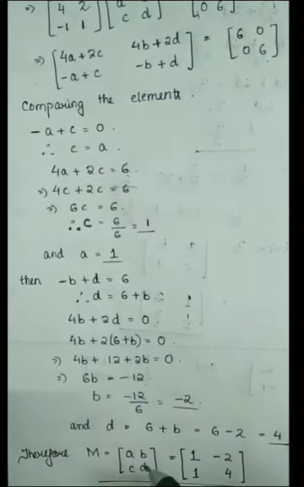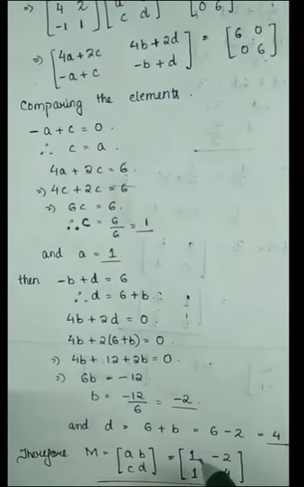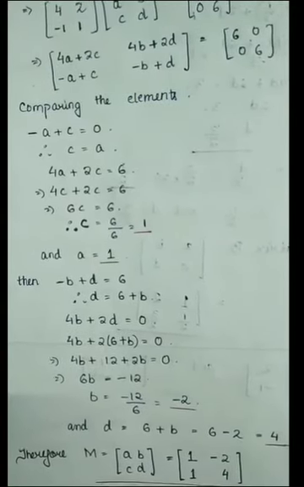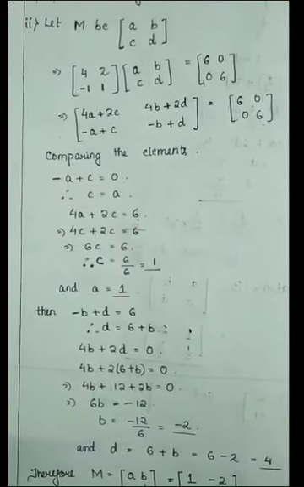So we have got the values of all a, b, c, d. So we'll put the values. So we have got the matrix M is equal to 1, minus 2, 1, 4. Okay class, this chapter matrix is finished over here.